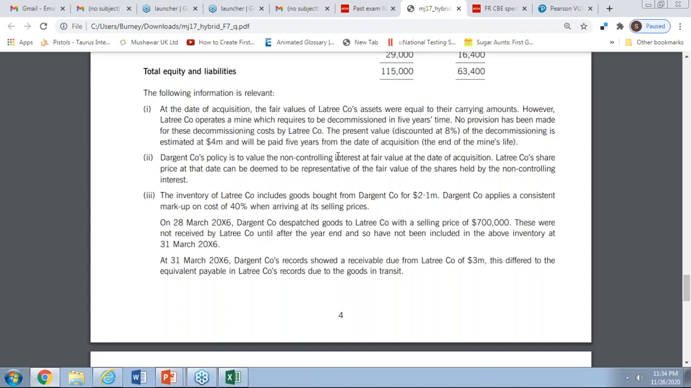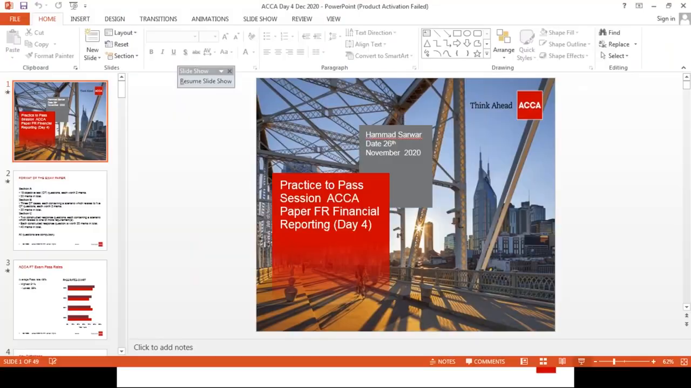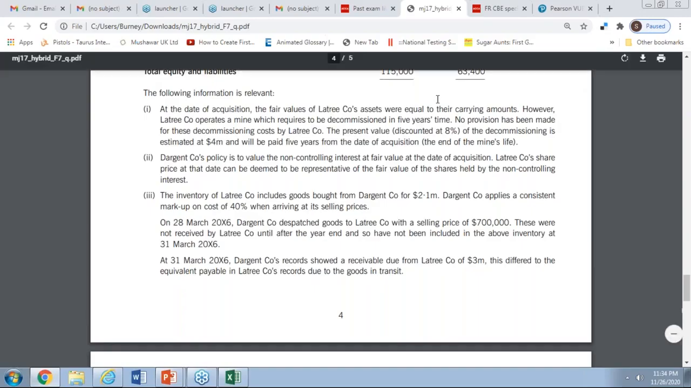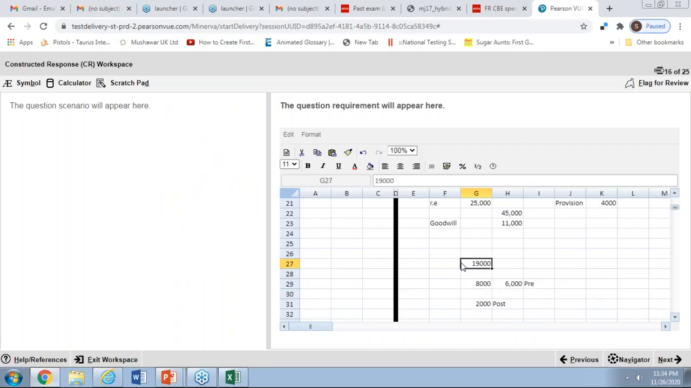So here you have to understand that this cost is actually recognized as a provision according to the rules of IAS 37. So what we need to do is to record this as a provision. I'm working on it.